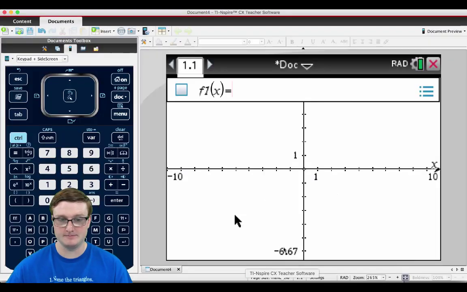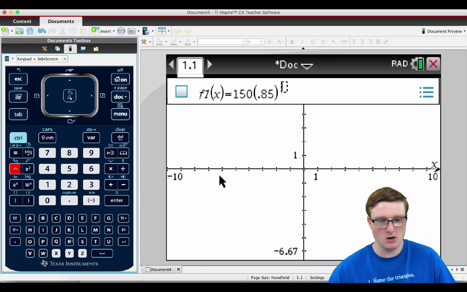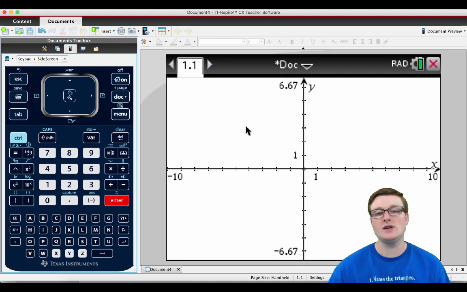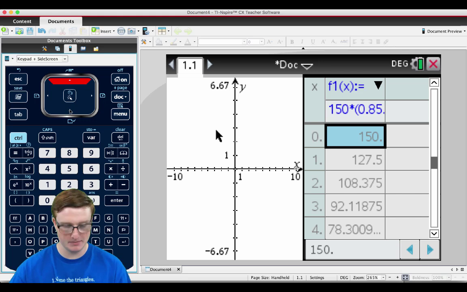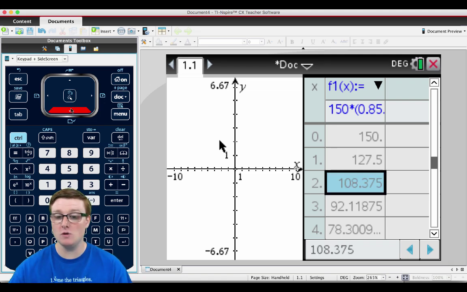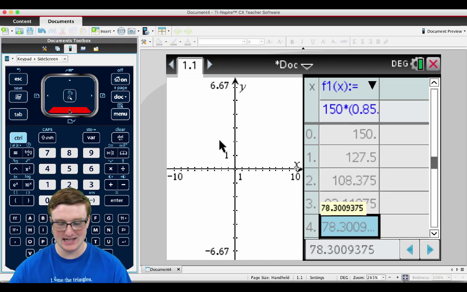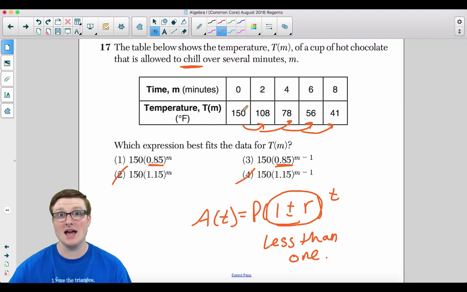So let's go ahead and plug that in. So we get 150 times 0.85 raised to the x power. And press enter. You can't see it because it's so high up on the graph, but just do Control T. And does it match up? Well, at 0, it's 150. At 1 minute, no, actually, they don't tell us 1 minute. At 2 minutes, it's 108.37. At 4 minutes, it's 78. At 6 minutes, it's 56. Does that match this? Yeah, it does. Absolutely. Your answer is going to be choice 1.